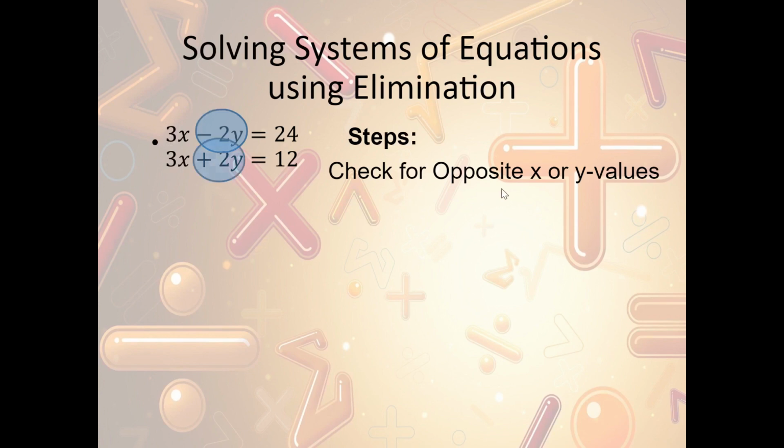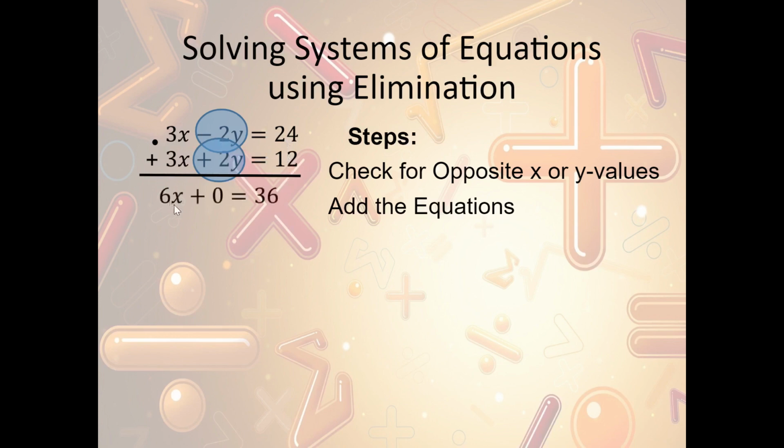If we have opposite x or y values, we're going to add the equations together. So we're going to add the entire equation. We add 3x plus 3x, and we get 6x. Negative 2y and 2y is equal to 0, right? That's the elimination part. We eliminated the y's. And then 12 plus 24 is 36. So we end up with 6x is equal to 36.